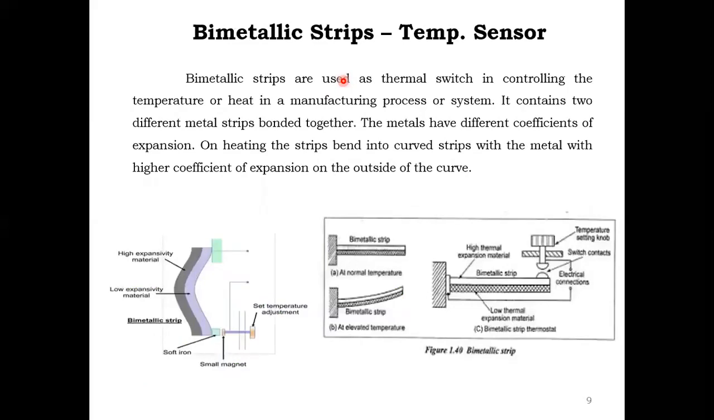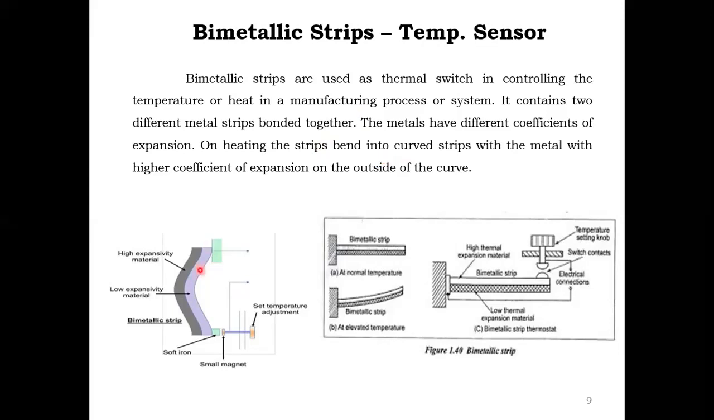Let's see the bimetallic strip temperature sensor. Bimetallic strips are used as a thermal switch in controlling the temperature or heat in a manufacturing process or system. It contains two different metal strips bonded together. The metals have different coefficients of expansion, and on heating, the strips bend into a curved strip with the metal with a high coefficient of expansion on the outside of the curve.